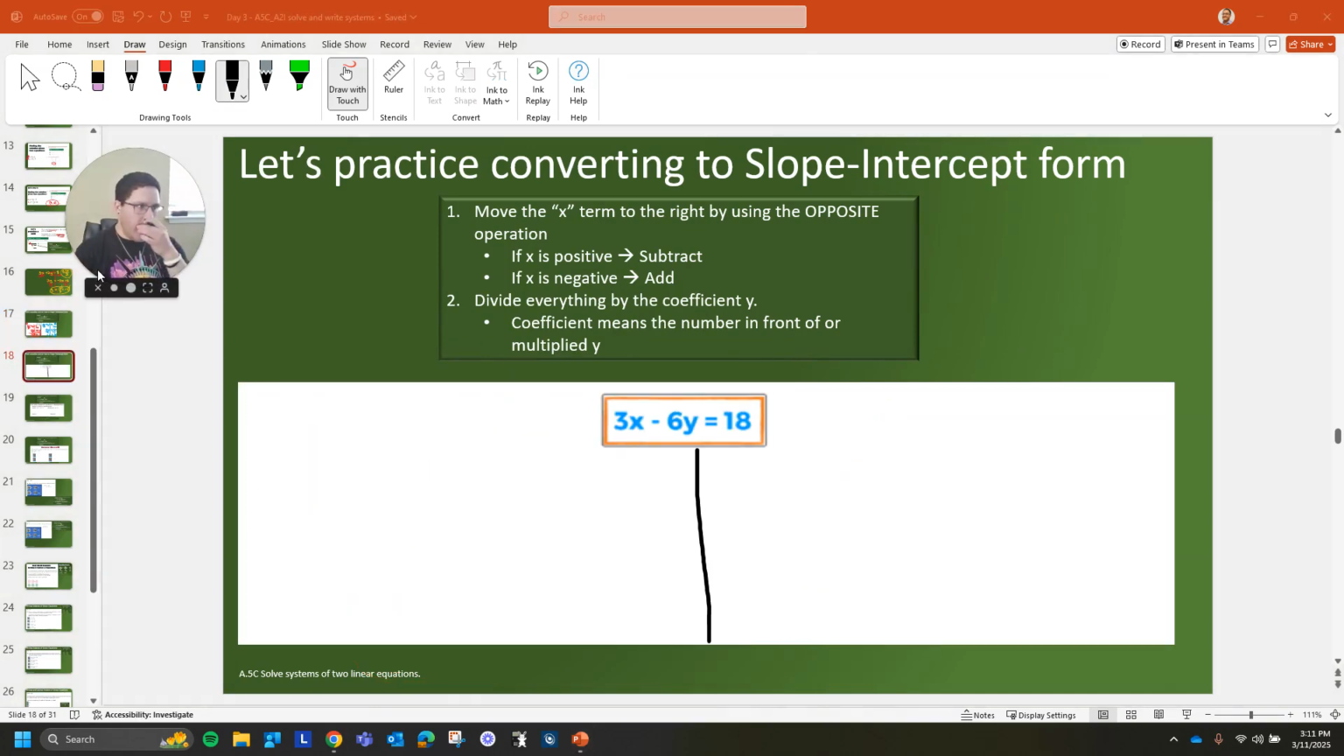Another example for y'all to try, 3x minus 6y equals 18. So again, if you would like, go ahead, pause the video, try and get the y by itself. I'm going to again show y'all two different ways of how to get the y by itself. Okay, so again, pause the video, try this on your own. Otherwise, in about 5 seconds, I'm going to show y'all how to get the y by itself two different ways.